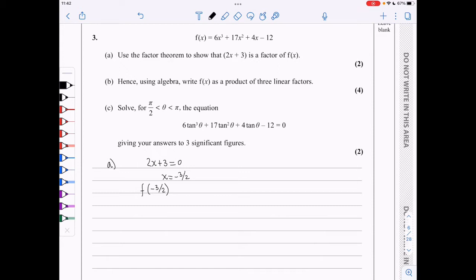Let me substitute this into the given expression. It is 6 times minus 3 over 2 cubed plus 17 times minus 3 over 2 squared plus 4 times minus 3 over 2 minus 12. This is giving me an answer of 0, and we need a conclusion. Therefore, 2x plus 3 is a factor of f of x as required. We always need the conclusion here to claim the final mark.